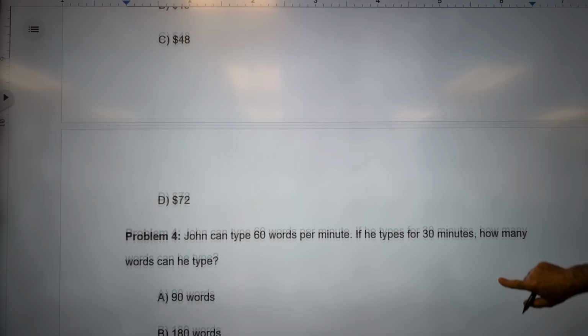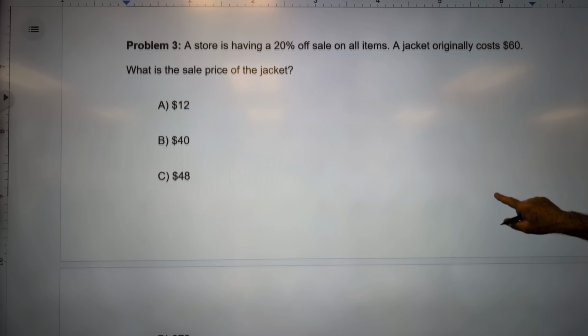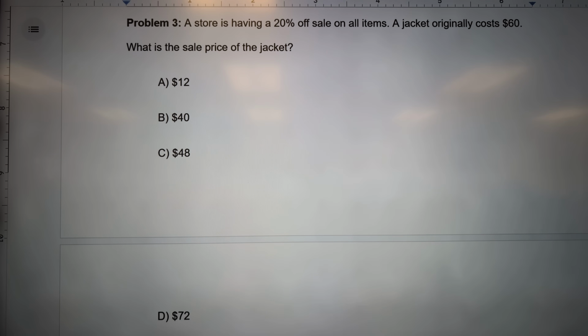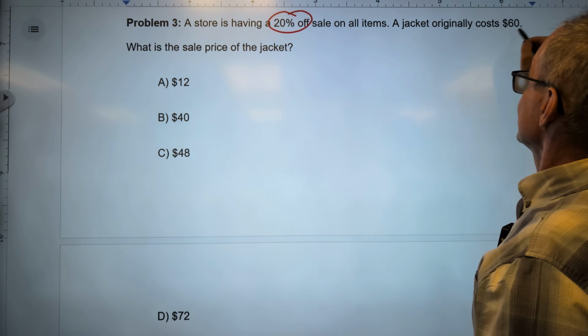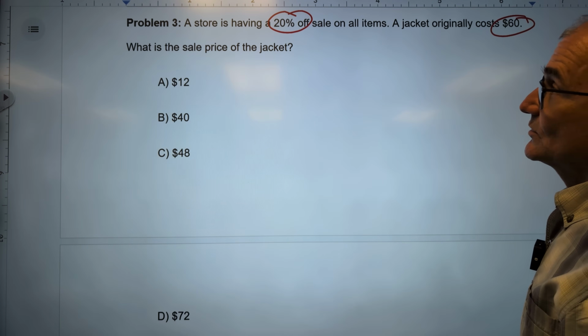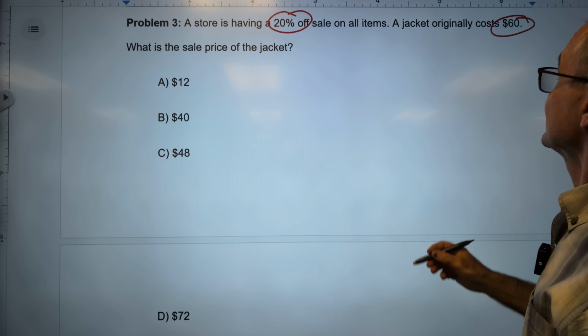Problem number 3, things jumping around quite a bit. A store is having a 20% off sale on all items. The jacket originally cost $60. What is the sale price of the jacket?